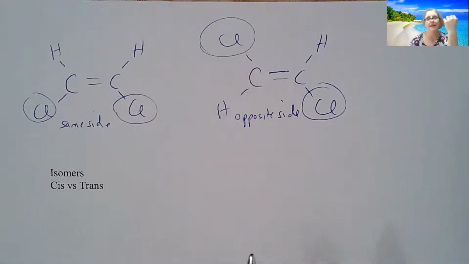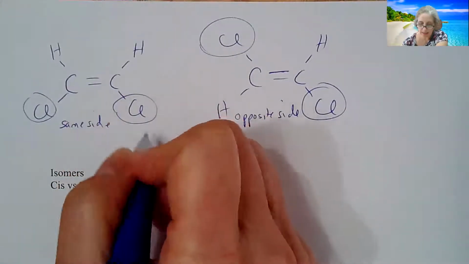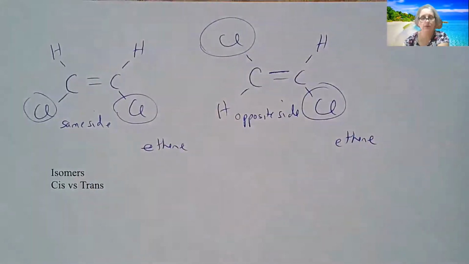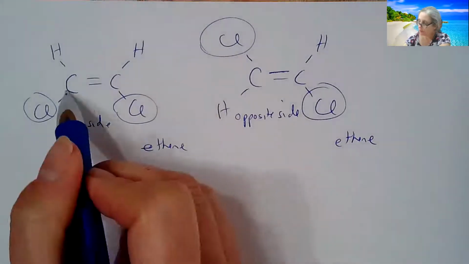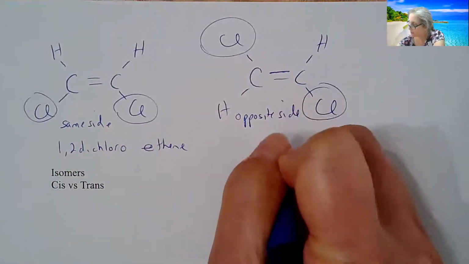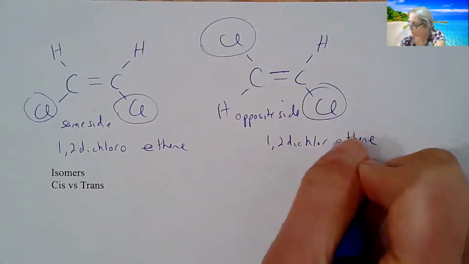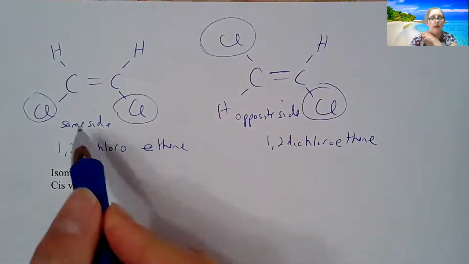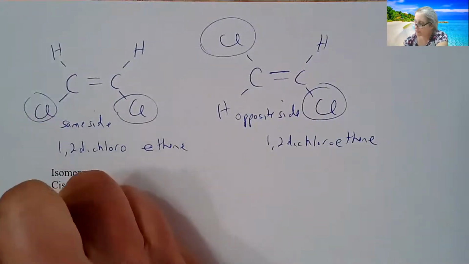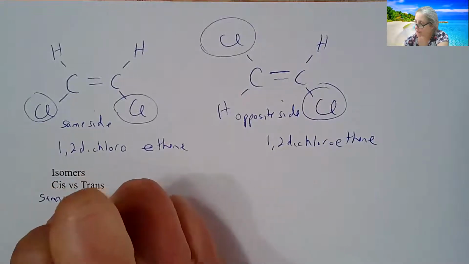So we have to have a different naming system for both of these because otherwise they're going to be named the same thing. So they're both going to end in ethene, because you have only 2 carbons. And I have a 1,2-dichloro, because, again, I have a chlorine off of the first and second. So I have no other way to distinguish this. So what we have is a system called cis and trans. Cis means same, trans means opposite.